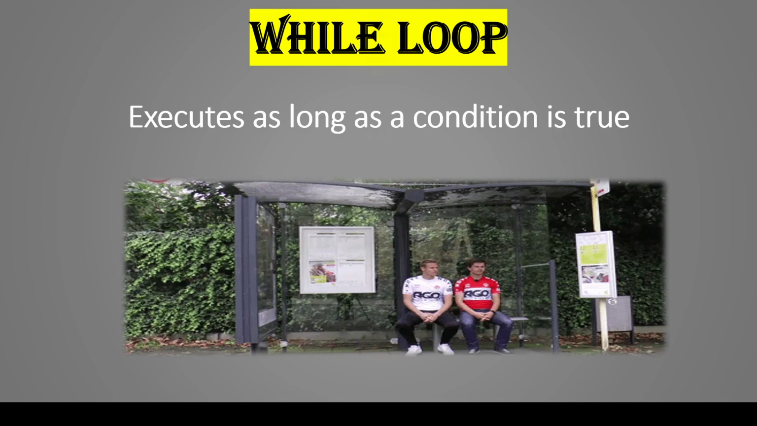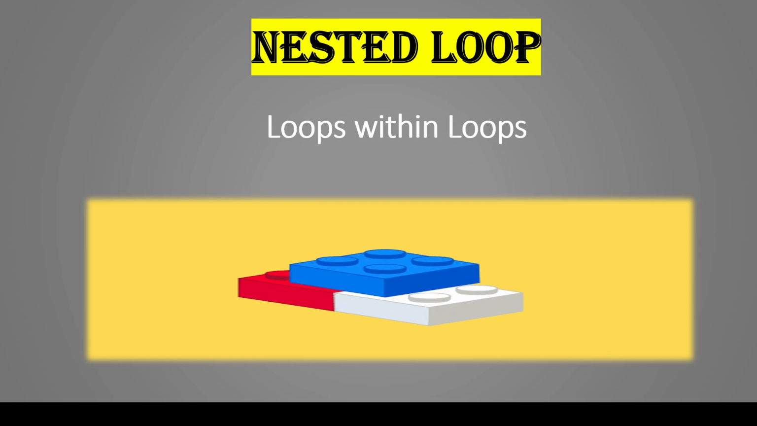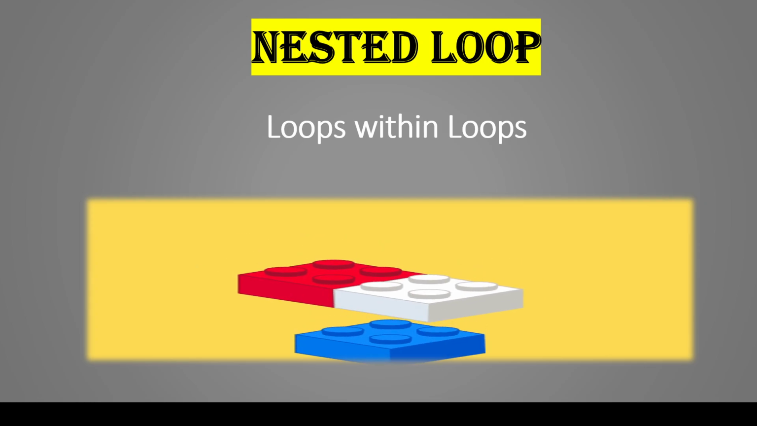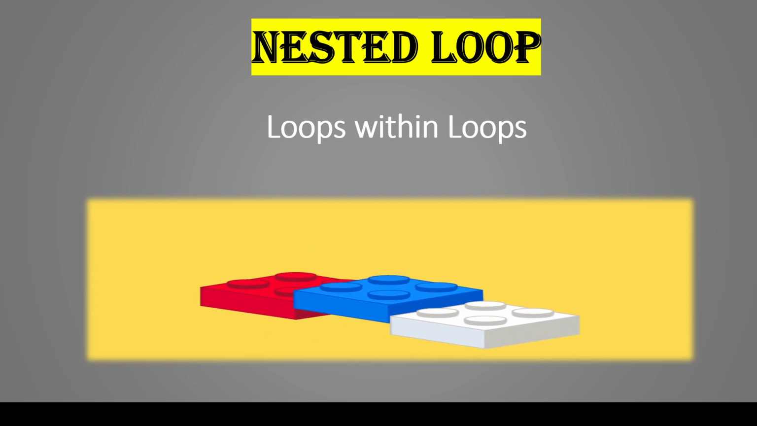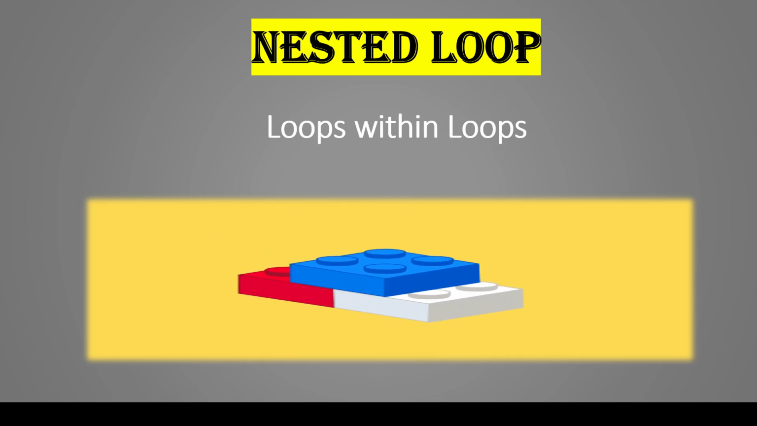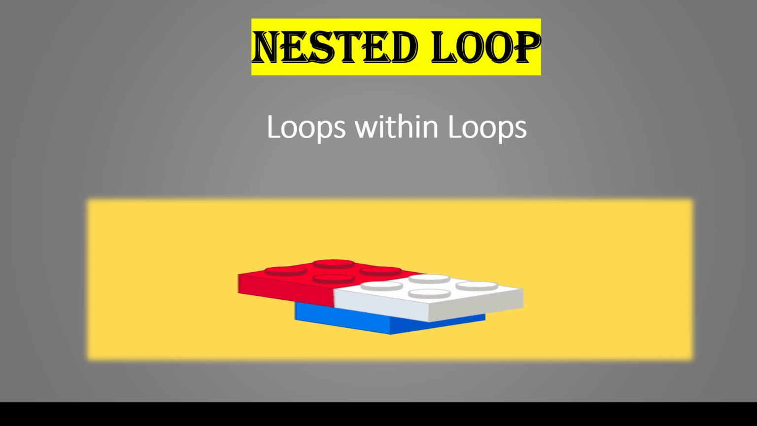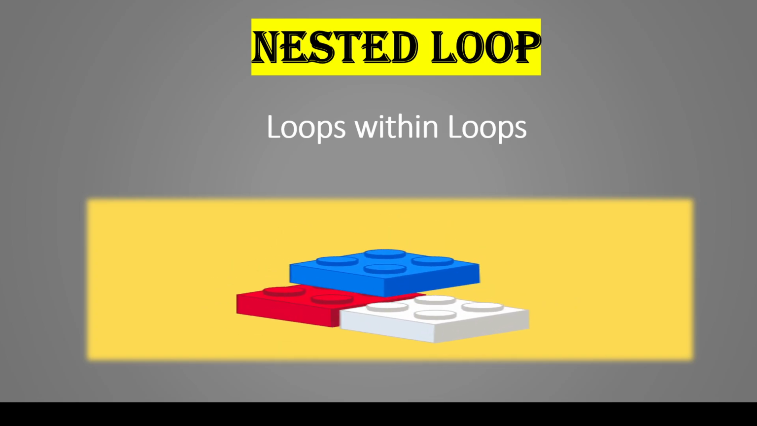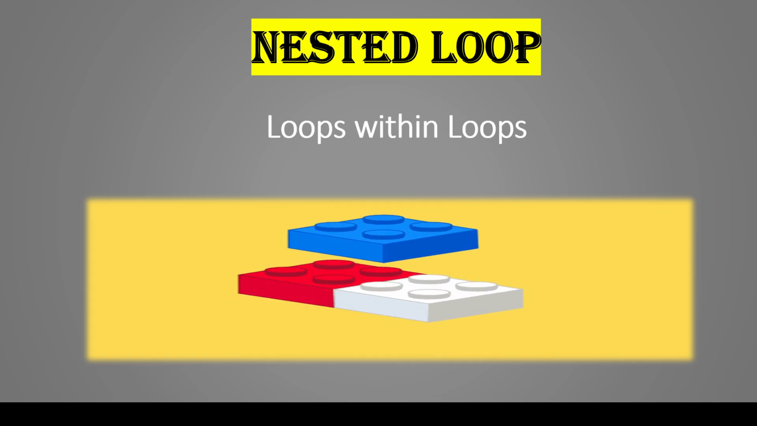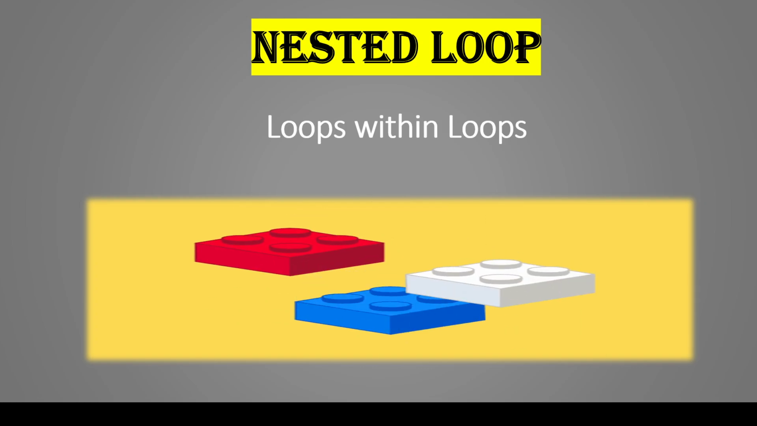So the next loop that we have is nested loops. Nested loops enable the traversal of multidimensional data structures or the combination of different sequences. They involve one loop inside another, with the inner loop completing its full iteration for each iteration of the outer loop. Now imagine you are building a tower with toy blocks. You can use nested loops to construct the tower by stacking blocks row by row.